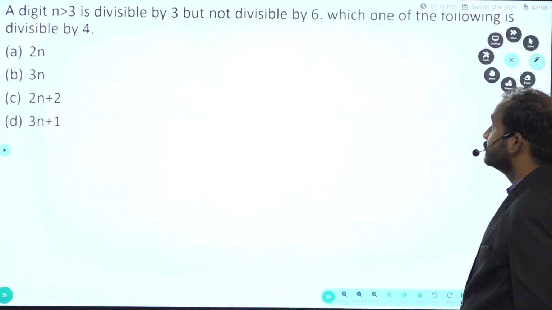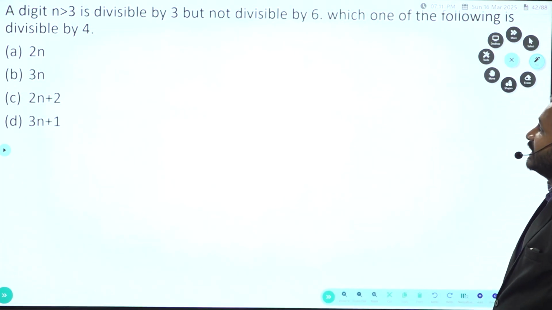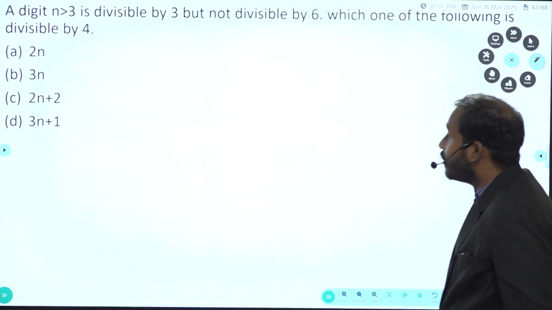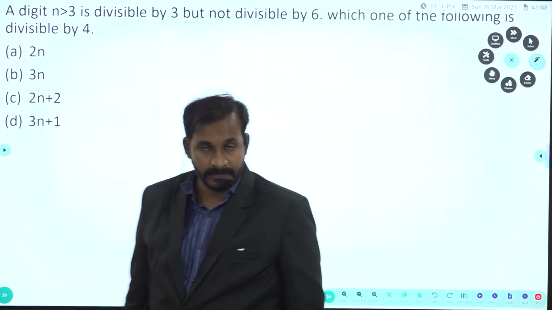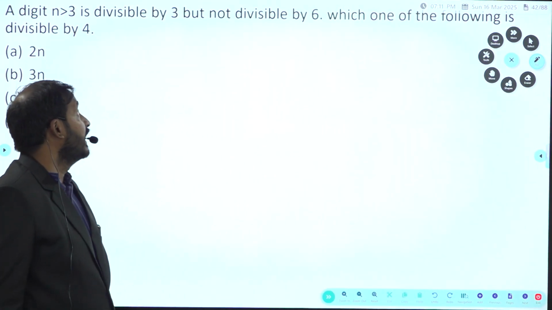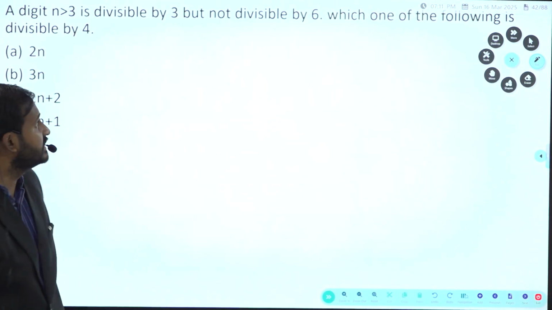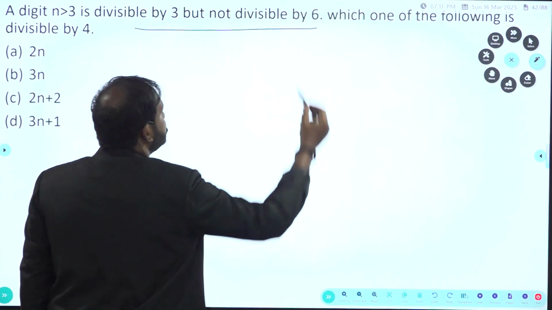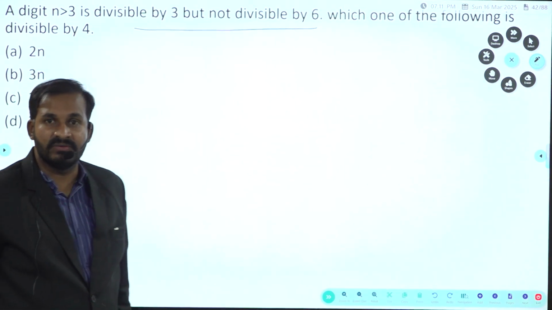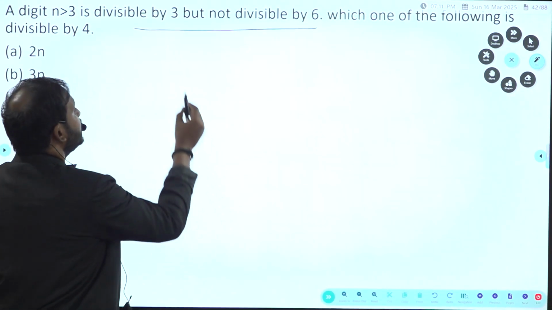Okay, next. A number n greater than 3 is divisible by 3 but not divisible by 6. Okay, they are telling us that n is a number which is divisible by 3 but not divisible by 6. What does it mean? Tell me. Divisible by 3 and not divisible by 6 means what? Tell me what data set I need to choose here.